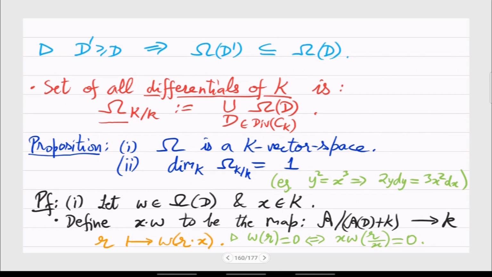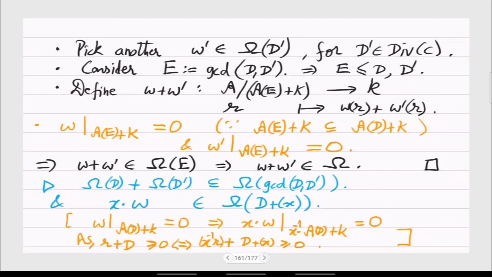So omega is given in big omega d, which means r plus d is greater than or equal to 0. So where does r by x live? r by x actually lives in d plus x. That is the last property: x omega lives in big omega d plus x. The proof is what I just said: if omega annihilates A_d plus K, then x omega annihilates 1 over x times A_d plus K. And since adele r plus d is greater than or equal to 0, r by x plus d plus x is also greater than or equal to 0. It's equivalent. So you go from big omega d to big omega d plus x. So it's actually a plus. That was the mistake.